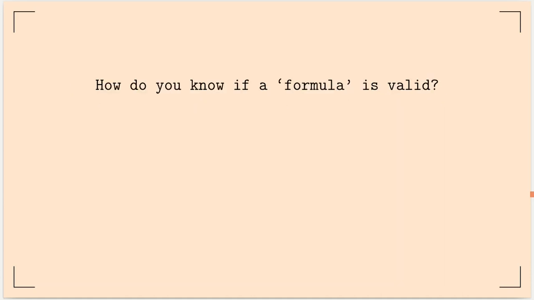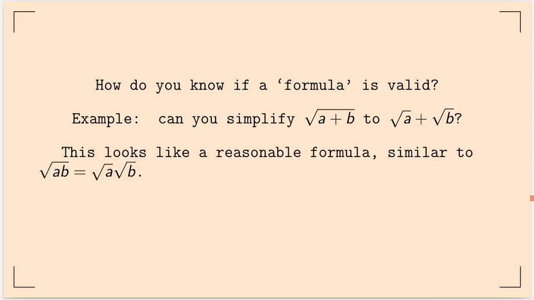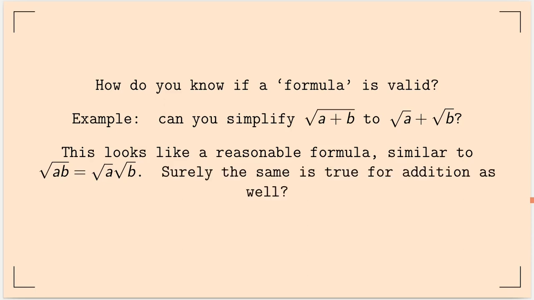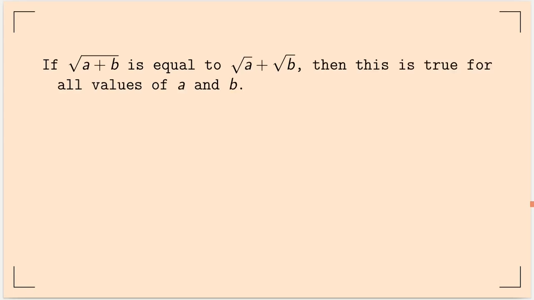So how do you know if a formula is valid? Let's do an example. Can you simplify the square root of a plus b to the square root of a plus the square root of b? This looks like a reasonable formula. It's similar to the square root of ab equals the square root of a times the square root of b. So surely the same is true for addition as well, right? Let's find out. If the square root of a plus b is equal to the square root of a plus the square root of b, then this is true for all values of a and b.